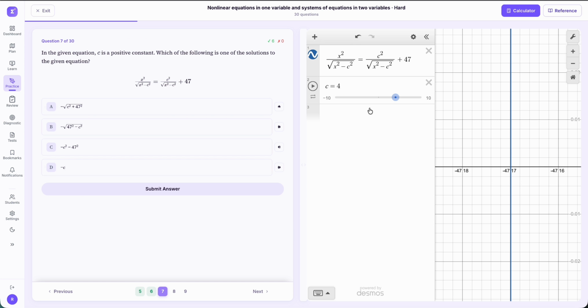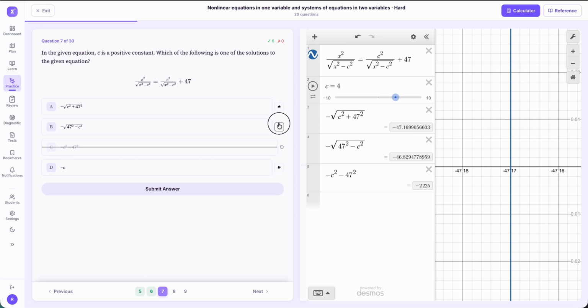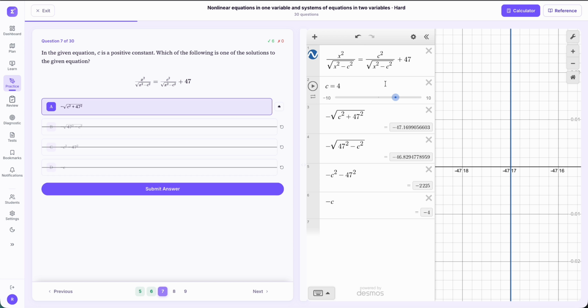Well, just try it. You can type this in. You see I type in negative square root c squared plus 47 squared. And yeah, there it is. That's literally the same number. If I try the other ones just to show you it's not: 47 squared minus c squared, that's not that number. And then negative c squared minus 47 squared, that's not it. And then the last one is just negative c, which is definitely not it. So that's it. But it's really simple if you know you should plug in a number.